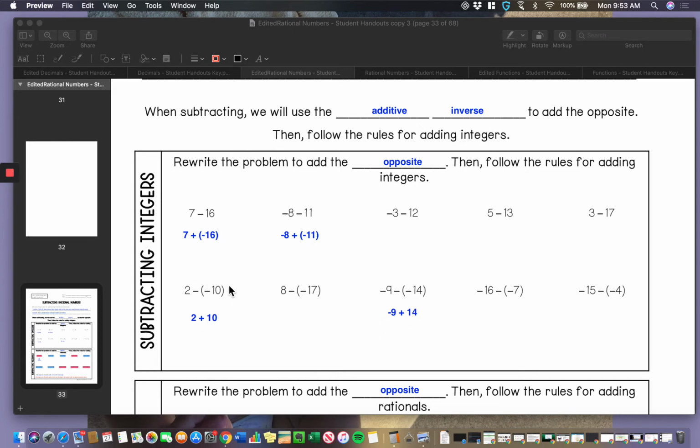So this example right here is a lot like this one right here. And then we have negative 9 take away negative 14. Notice I kept the negative in the front. Nothing changed there. But since I was taking away a negative, it becomes positive on this side, which is a lot like the next two problems you have to do right here.